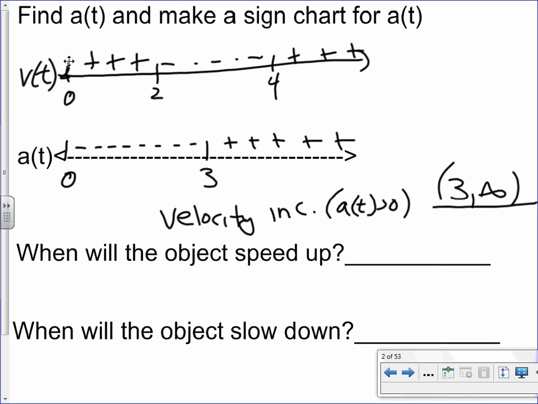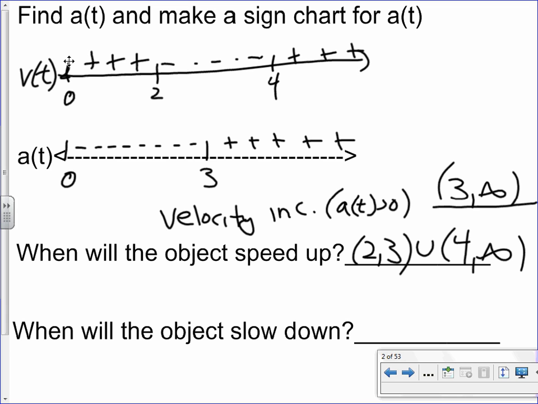So the object will speed up when they have the same sign. Between 2 and 3, they would both be negative. For any time between 2 and 3, they're both negative. So it's going to speed up just in the negative direction. It's going to speed up to the left. And also for times greater than 4, they'll both be positive. It'll speed up to the right. So 4 to infinity.